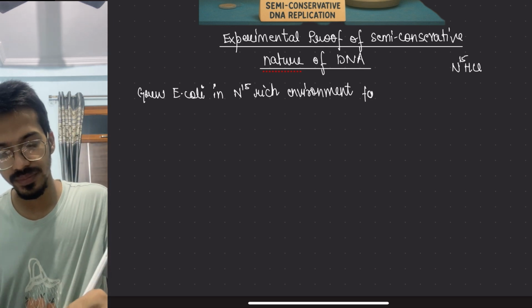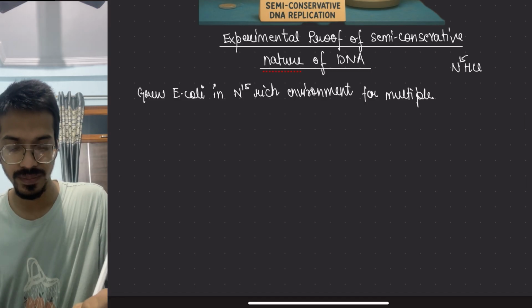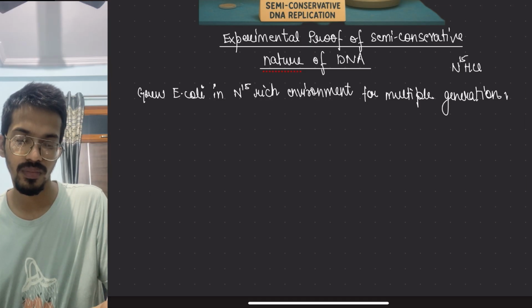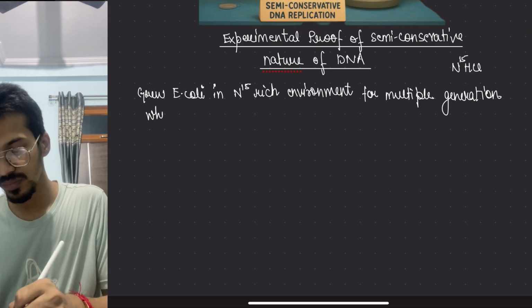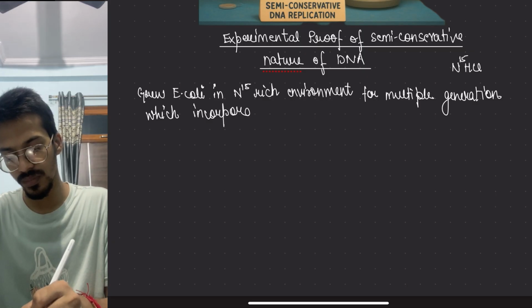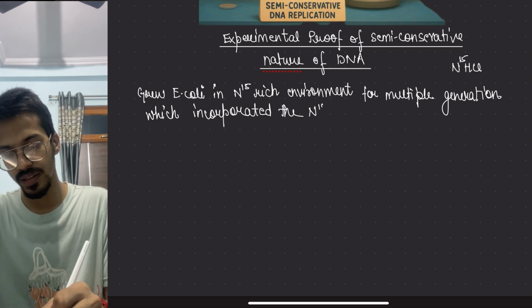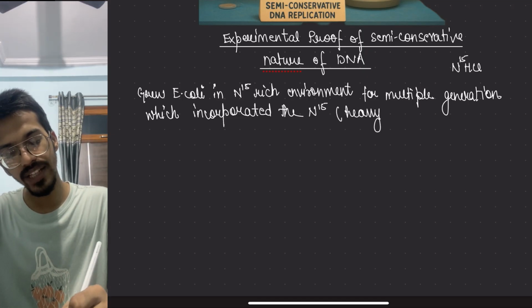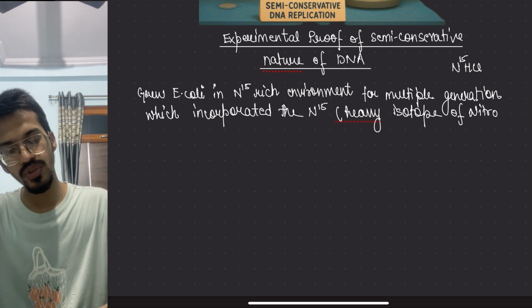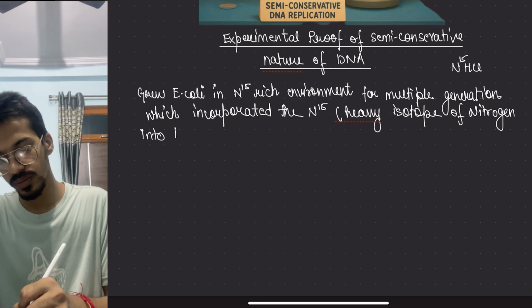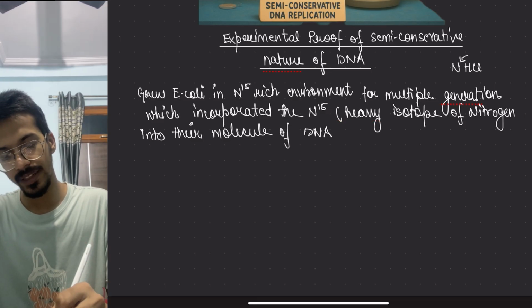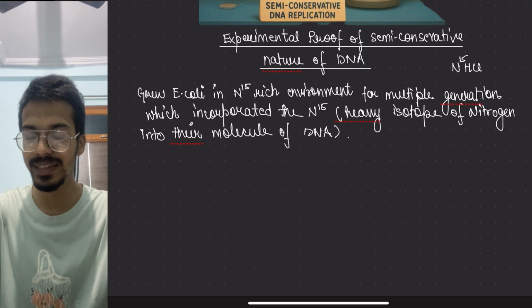For multiple generations, which incorporated the N15, the heavy isotope of nitrogen, into their molecules of DNA, because DNA contains nitrogen. Nitrogen is in the bases, right?